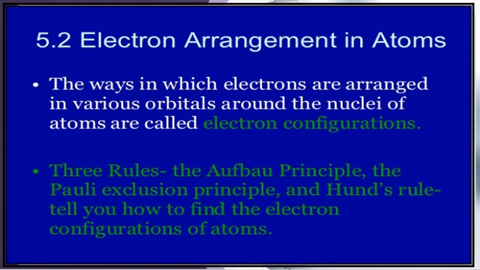Now, how will you define the electronic configuration? Electronic configuration is the arrangement of electrons in atoms in such a way that the various orbitals around the nucleus of the atom are filled, in which electrons are arranged. So this is termed as electronic configuration.